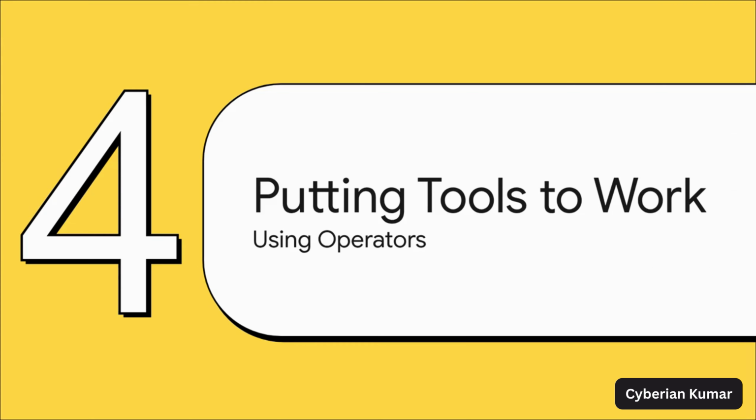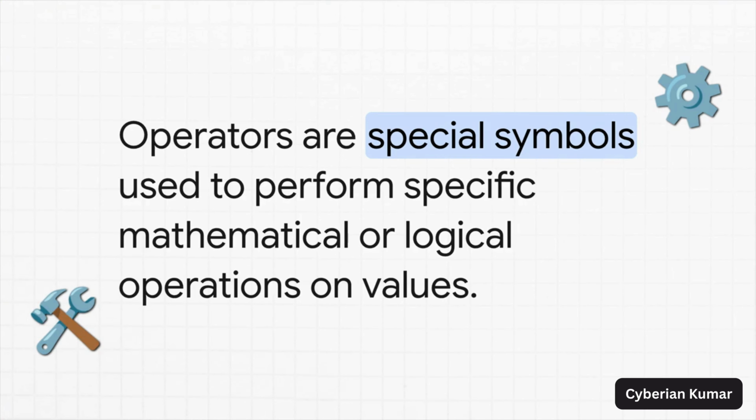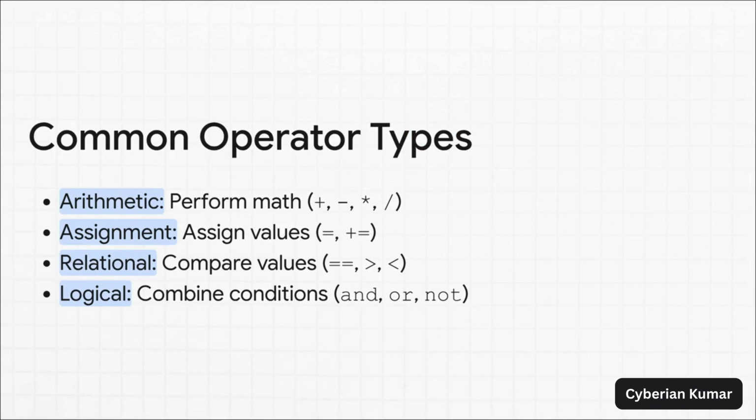So, we have our boxes, and we have our building materials to put in them. That's great. But you can't build a house just by looking at a pile of bricks, right? You need power tools to actually do something with them. And in the world of programming, those power tools are called operators. These are the little symbols that do all the actual work, the adding, the comparing, the moving things around. Here are the big ones you'll use all the time. You've got arithmetic operators for doing math, you've got assignment operators, which is how you put stuff into your variables, relational operators for comparing two things, and logical operators for combining ideas and making decisions.